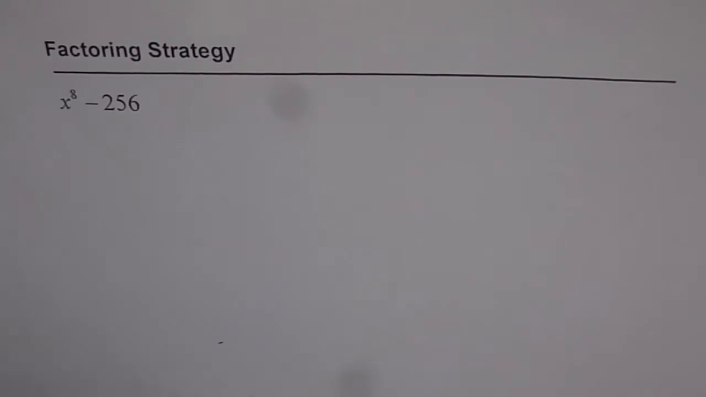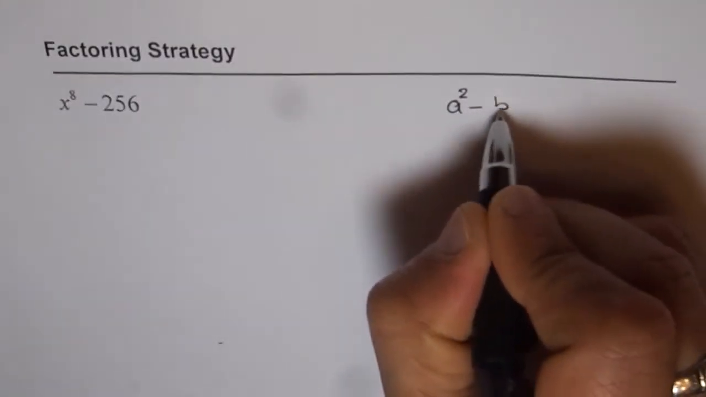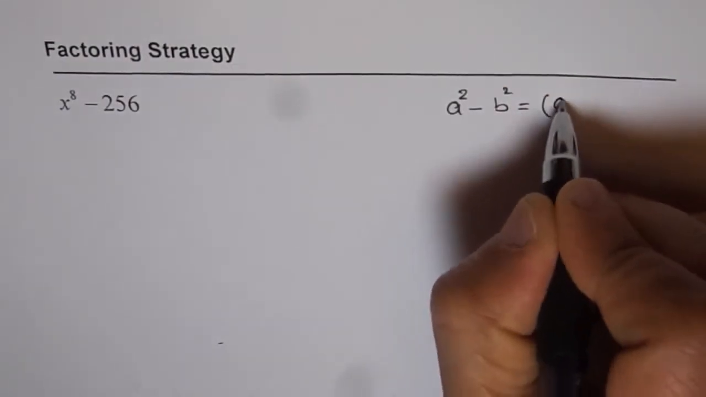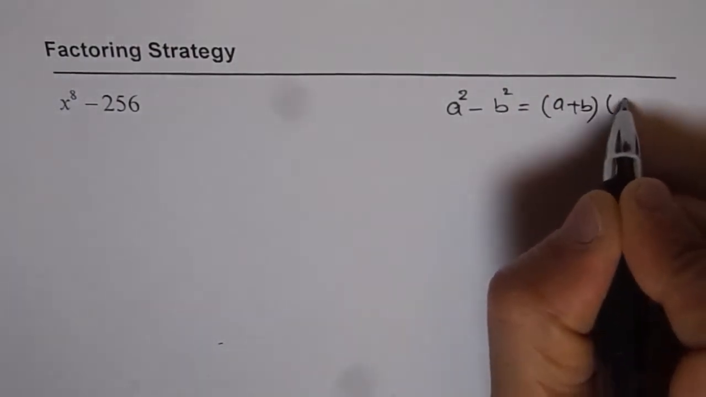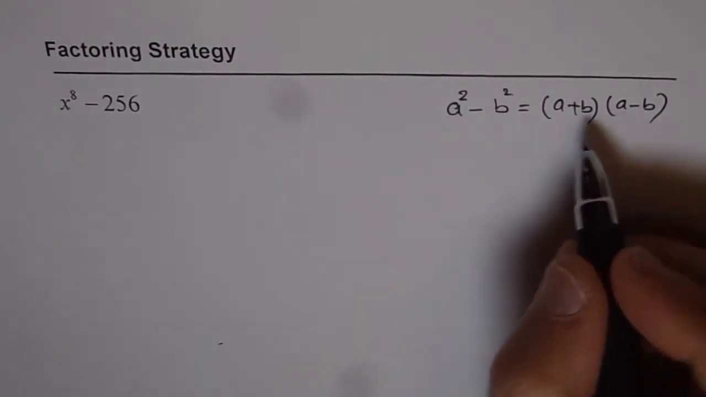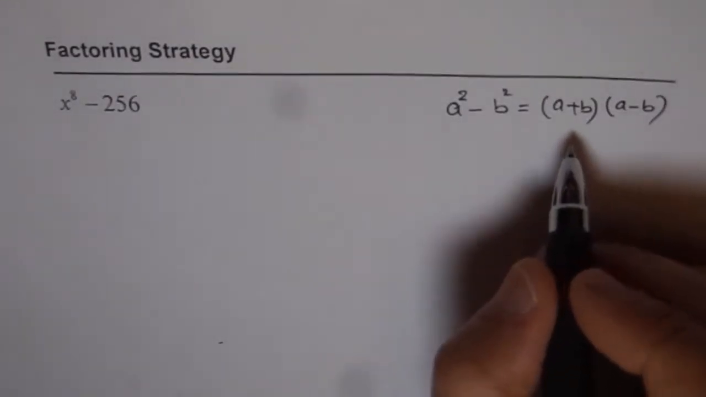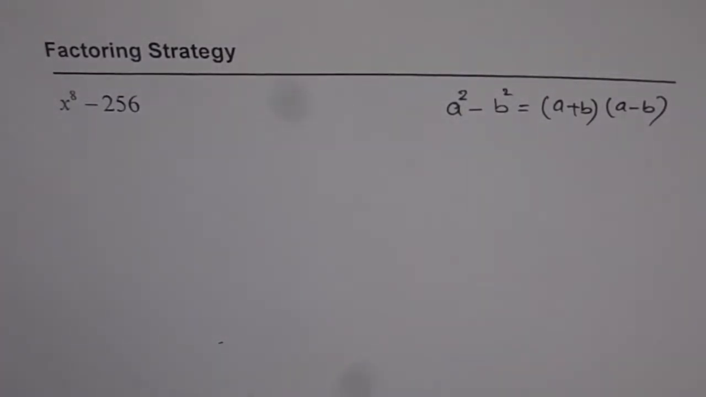of squares. I hope you remember, difference of squares is that a square minus b square is equal to a plus b times a minus b. This order could be different also. That means a minus b times a plus b. Now that is to be used here. Now how to apply this?